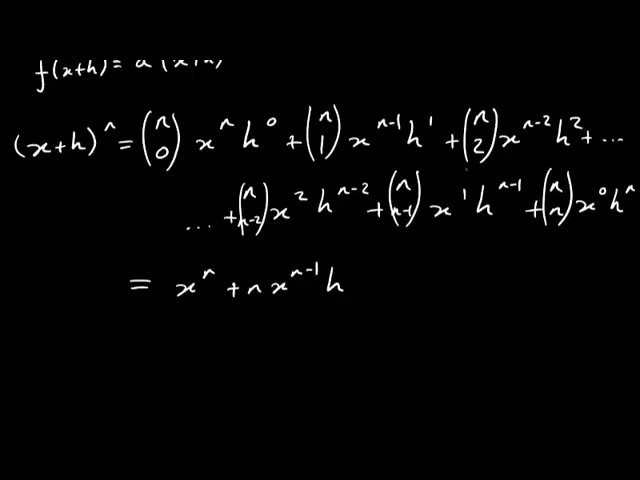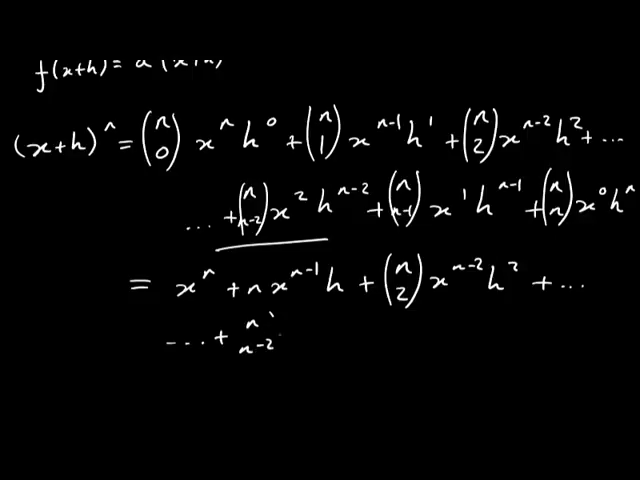My next term then, I've got n choose 2. Well, I don't know what that is unless I know n. Then I've got x to the power of n minus 2, h to the power of 2. I can't really do much with that. Then I jump in to this term here, so I've got n choose n minus 2. Can't do any simplifications there. x squared, h to the power of n minus 2. Haven't made any simplifications there, unfortunately.